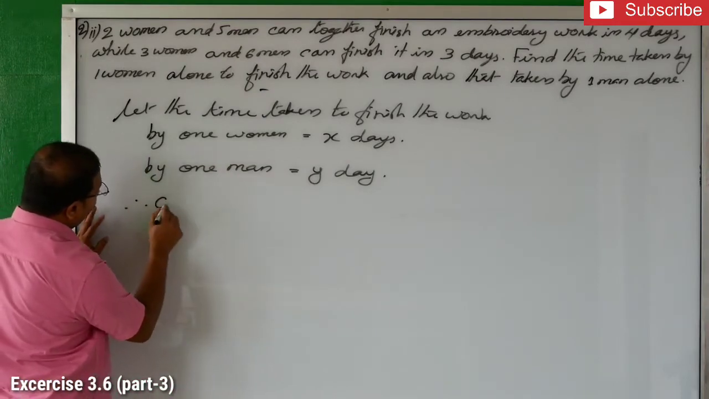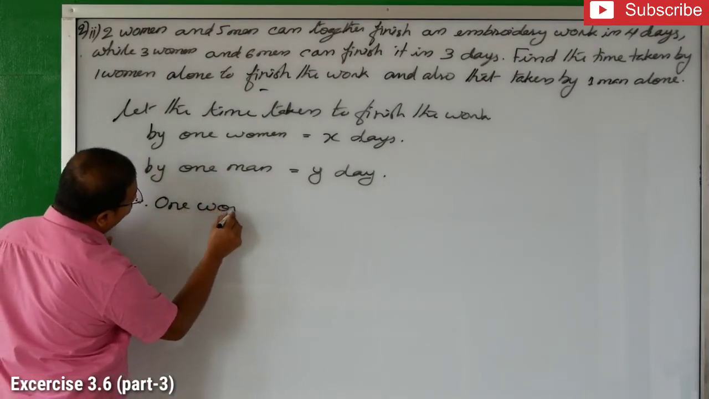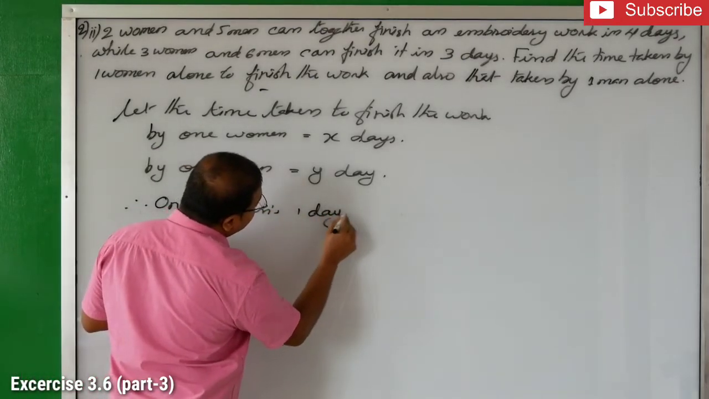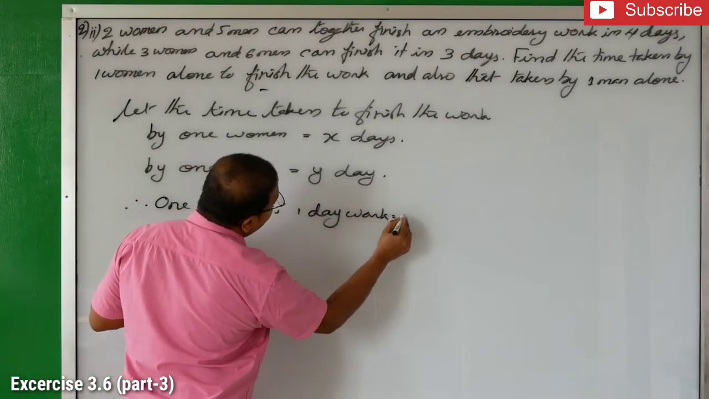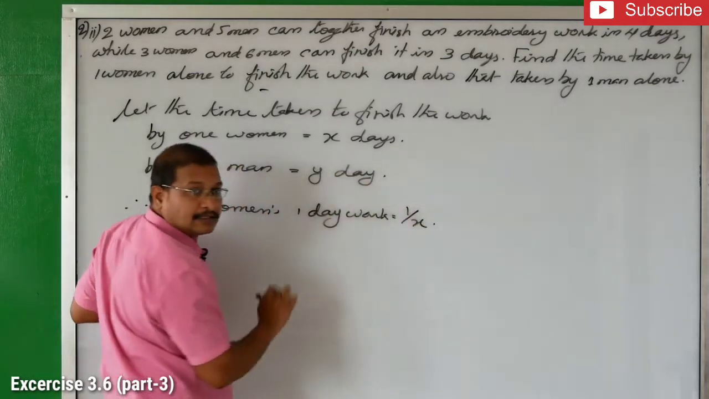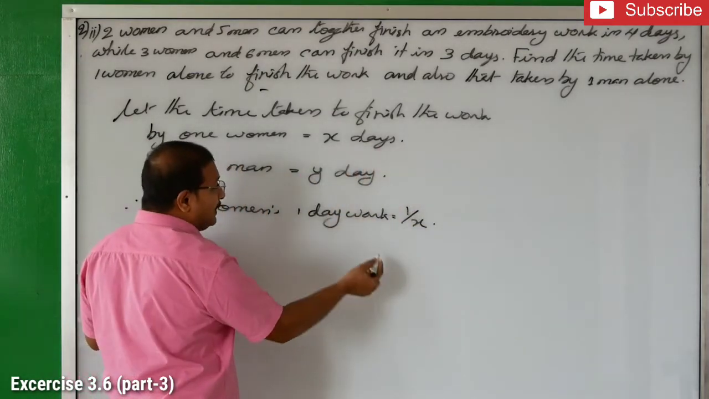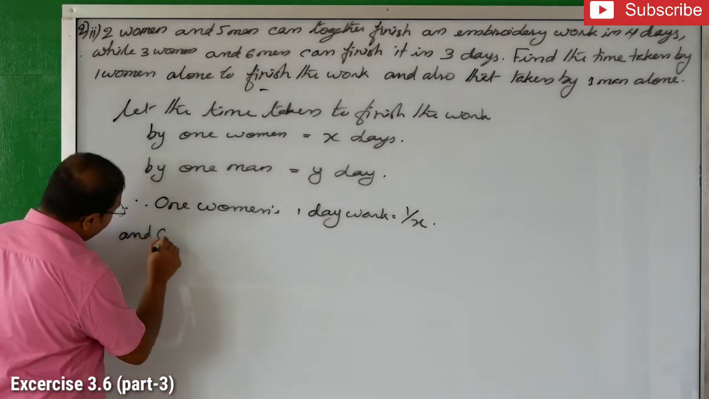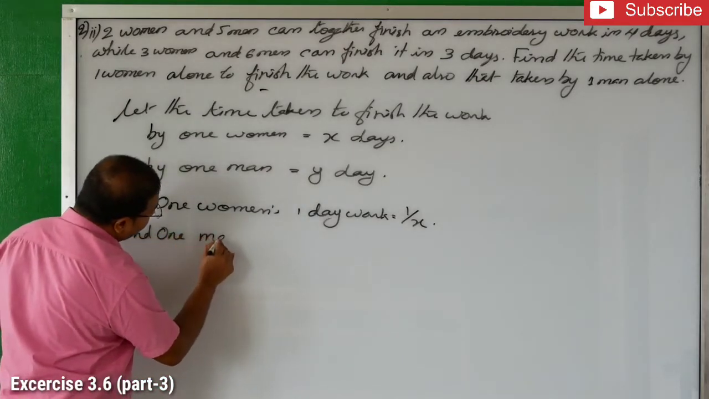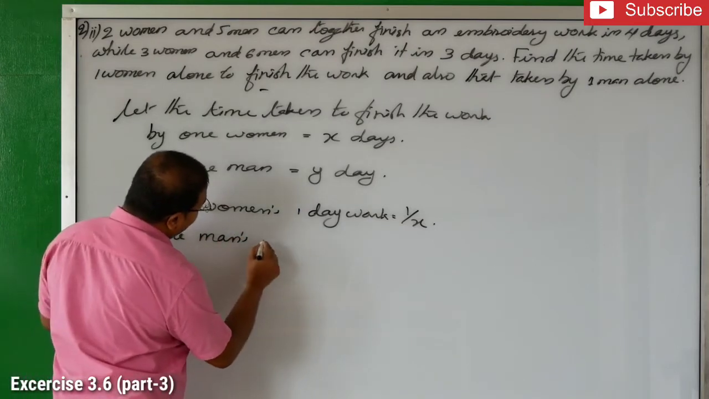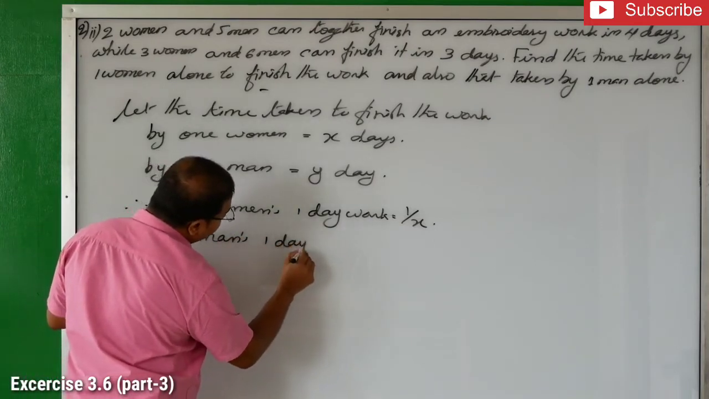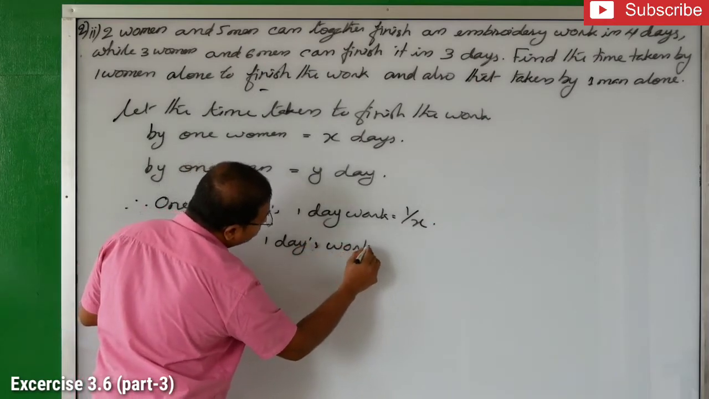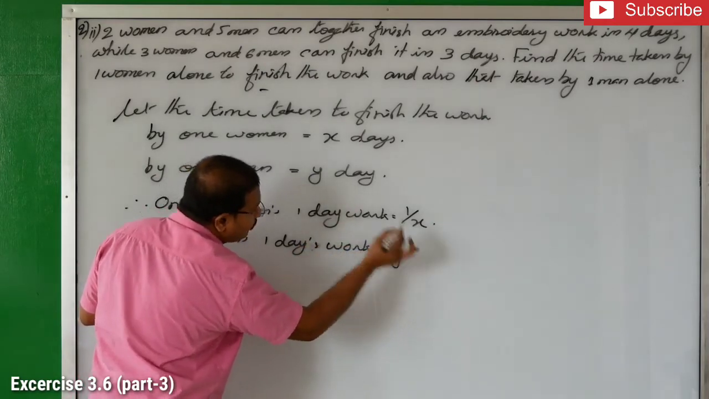Therefore, 1 woman's 1 day's work equals 1 by x. The entire work takes x days, so 1 day's work will be 1 by x. And 1 man's 1 day's work equals 1 by y.